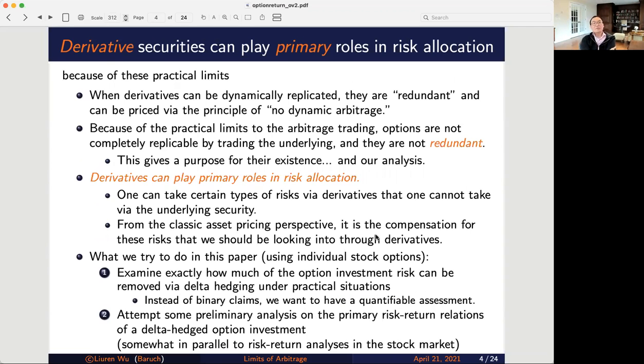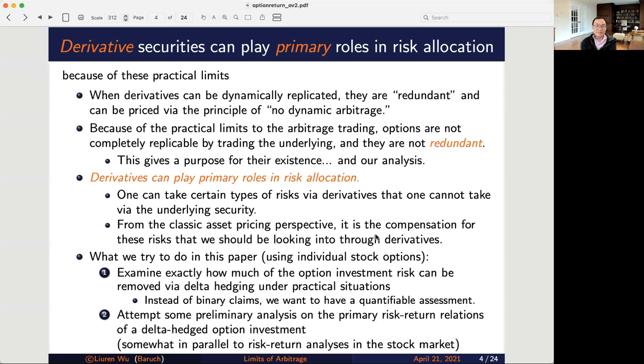So if we flip that story, right? We know there are practical limits, so the hedging cannot be perfectly done. So there are going to be remaining risks. But all these practical limits actually give us a role for the existence of derivative securities, right? Because in our classic option pricing theories, we use dynamic replication to price options. Then as options are redundant, you wonder why they exist at all, right? But here, actually, they can have a purpose now, right? They can play an active role in risk allocation.